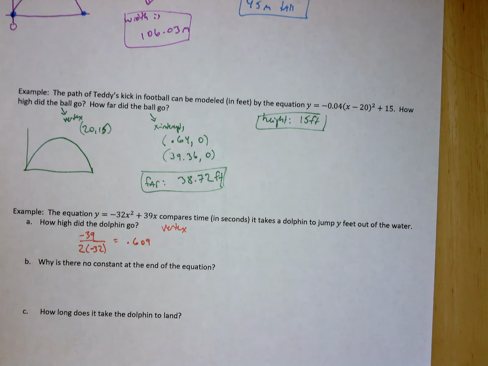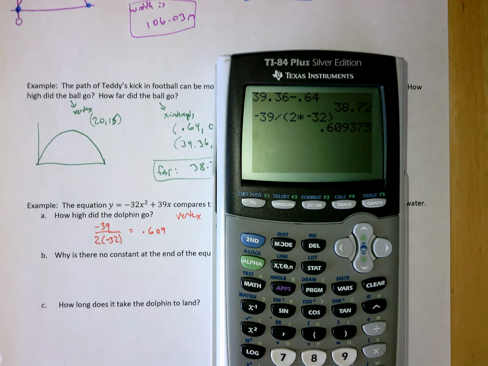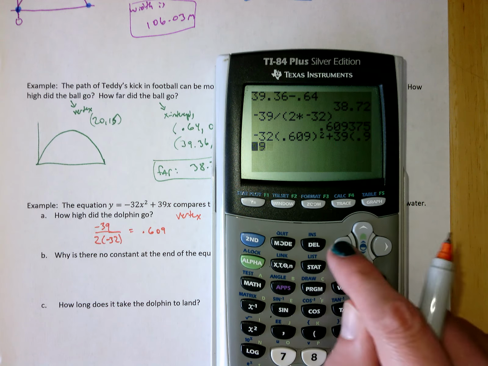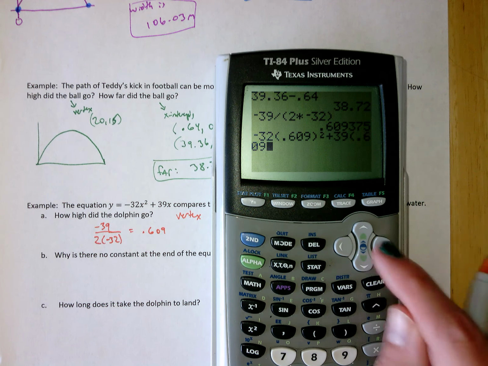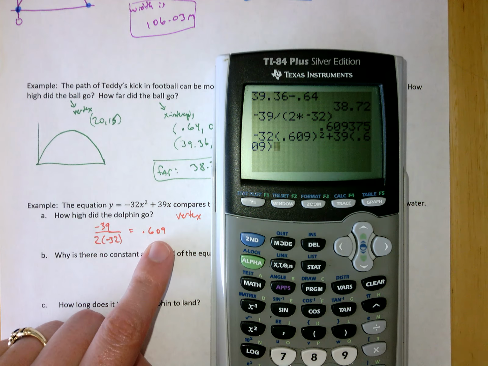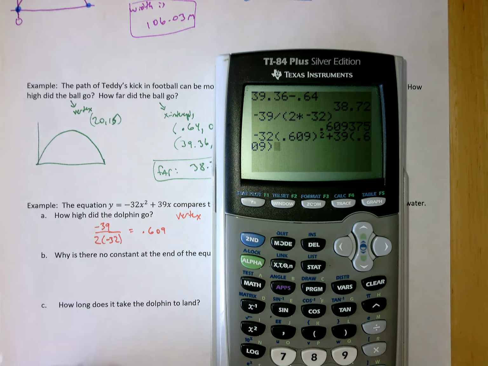And here's the part where you need to be careful. I am not going to type in 0.609. Here's what you're not going to do. You are not going to do -32 times 0.609 squared plus 39 times 0.609. This is the wrong thing. Why is this wrong? Because this number's rounded, right? If you take a rounded number and use it to do further calculations, you're going to get a rounded answer. It's not going to be super, super accurate. So here's what we are going to do.